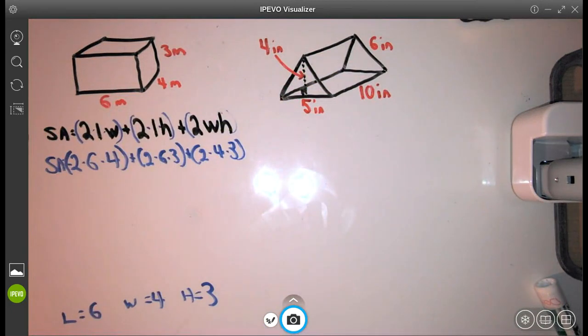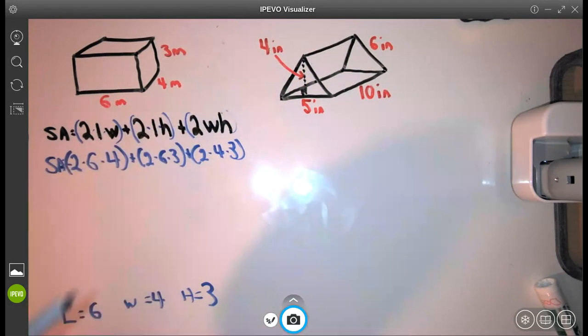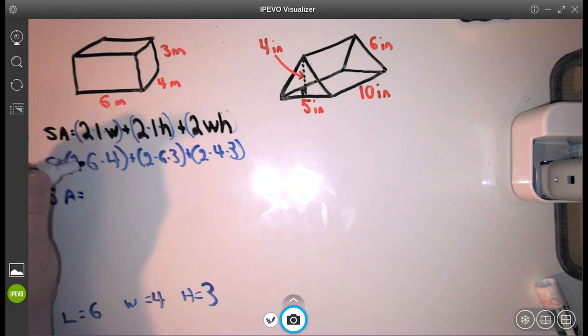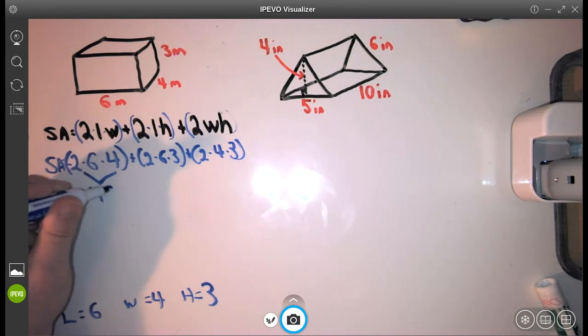Now I need to compute. If you remember, the order of operations says we need to multiply before we add. So I'm going to solve everything inside those parentheses first. Surface area equals, I'm going to multiply these together. And technically, the commutative property can come into play here. I can do 6 times 4 first, 24. And 24 times 2 is 48.